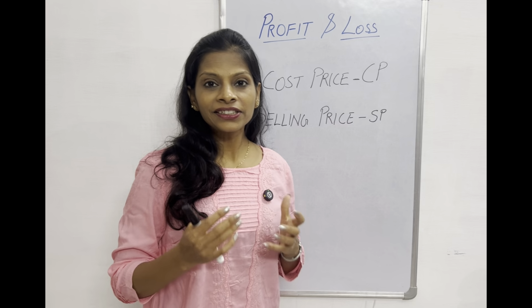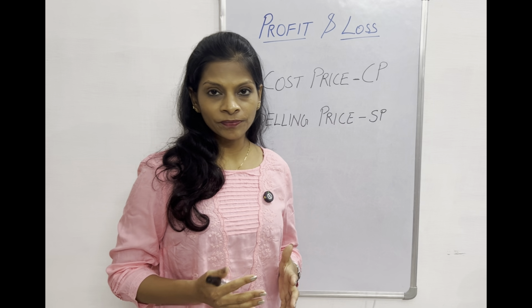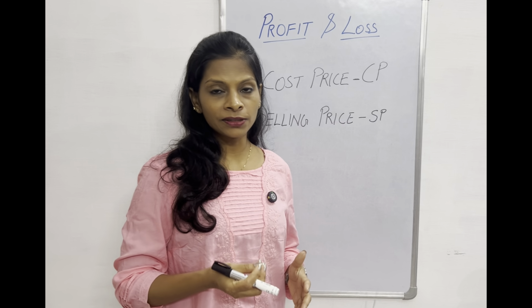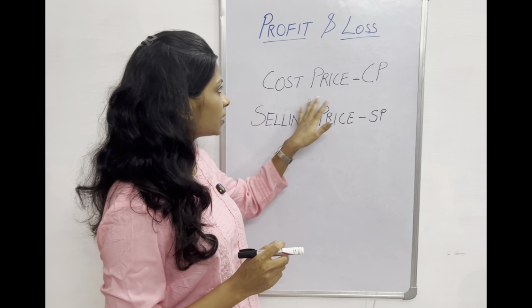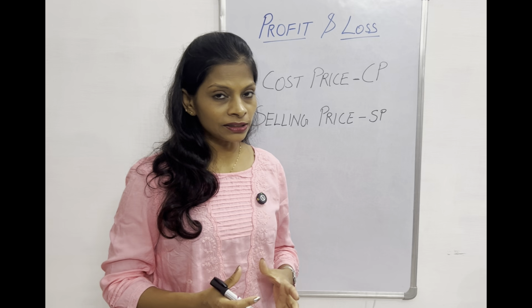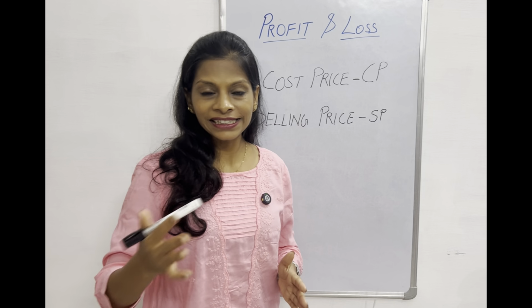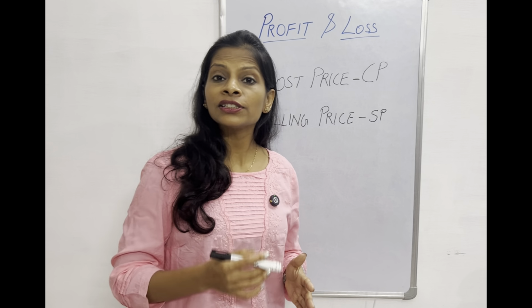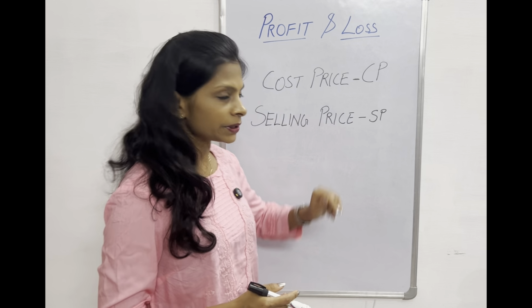Let's understand the terms that are involved in profit and loss. So anyone who buys an item for a specific price is called the cost price, because that is the cost he had to pay to buy that item. When the same person is selling that item, that is called the selling price or SP.